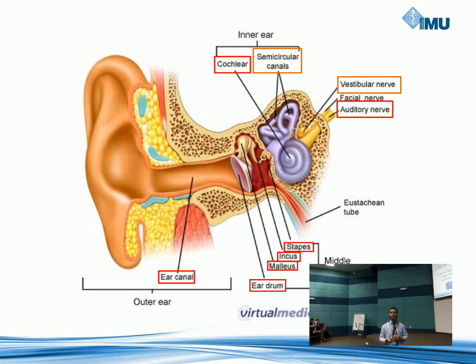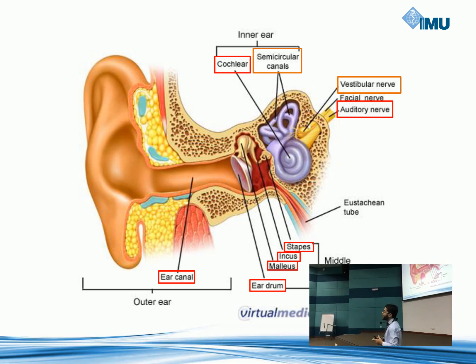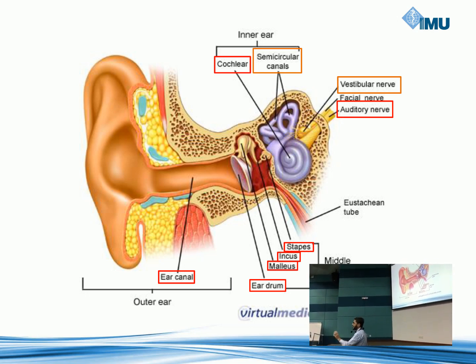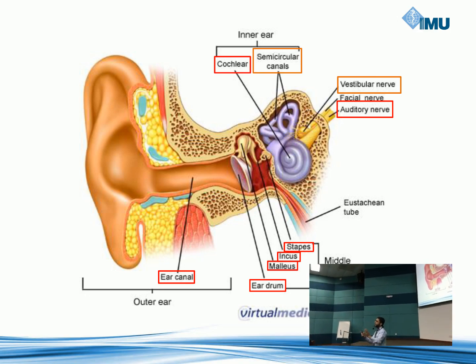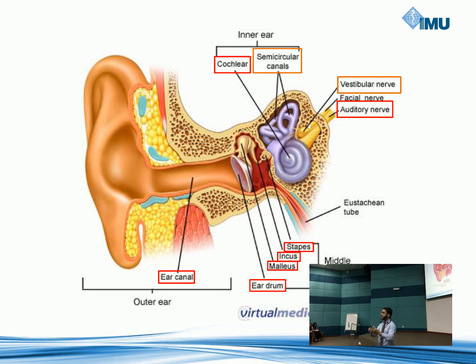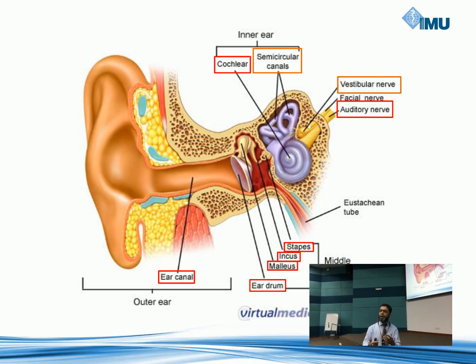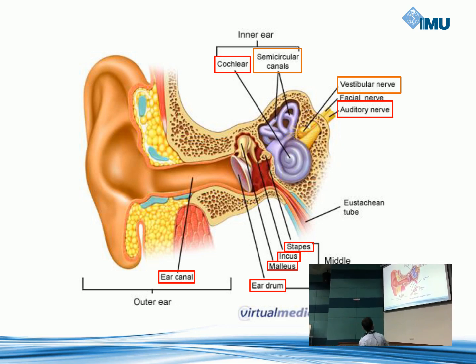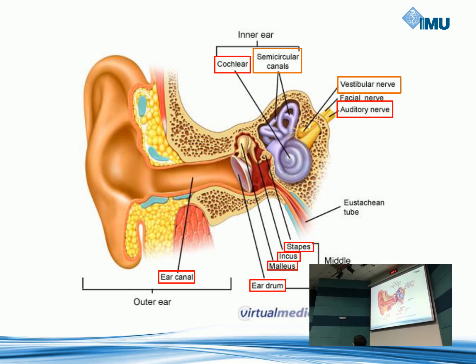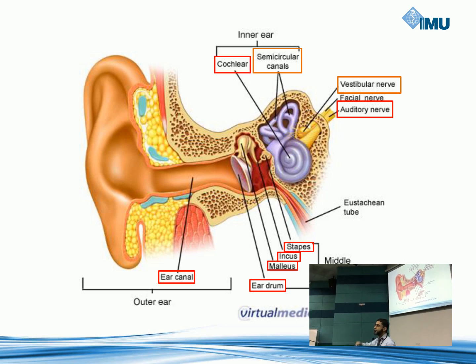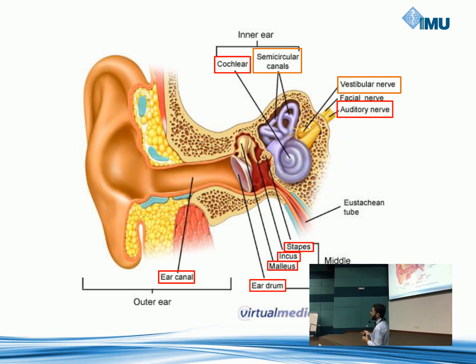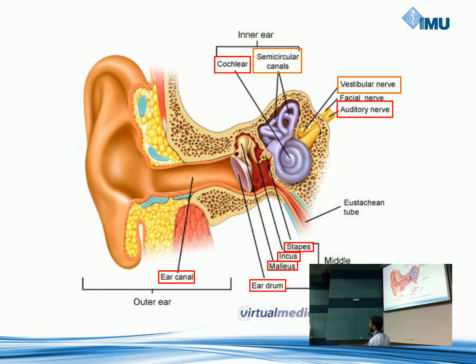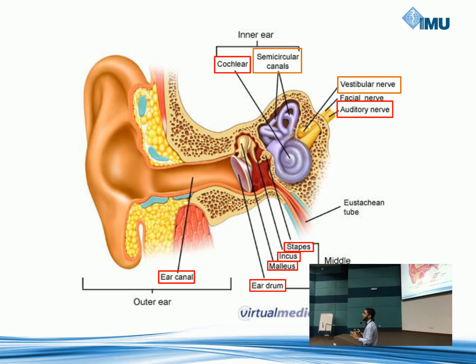Now basically the ear is divided into three parts: outer, middle, inner. The outer ear collects the sound waves and transmits them to the middle ear. The middle ear acts like an amplifier. You have 3 bones, 2 muscles. And these sound waves are then transmitted through the oval window into the inner ear. The inner ear houses the sensory organs both for hearing and for equilibrium.